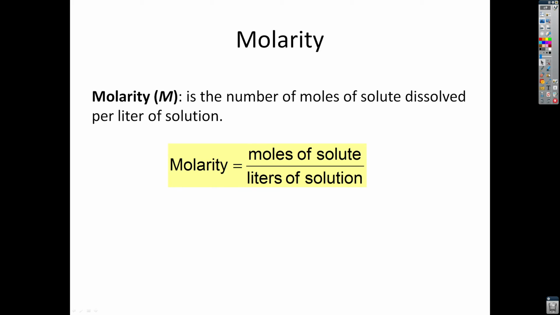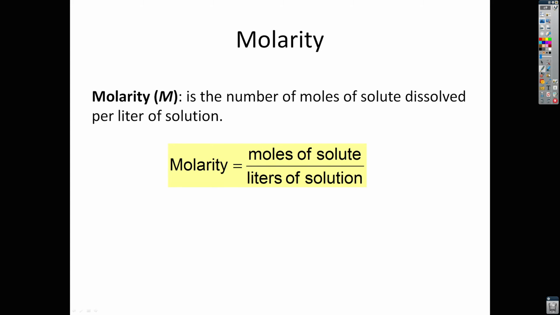One way we measure concentrations is molarity. There are several other types: percent by volume, percent by mass, molality, but molarity is probably the most common way we measure concentrations in chemistry. So molarity is defined as the moles of solute dissolved per liter of solution. So moles of solute divided by liters of solution.